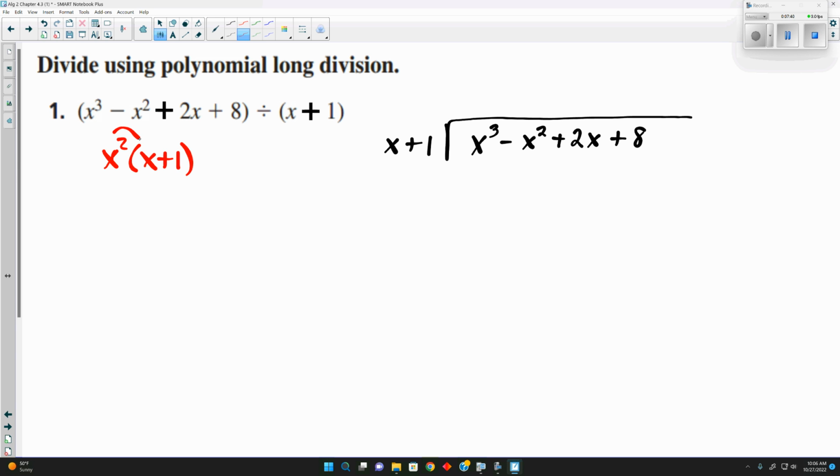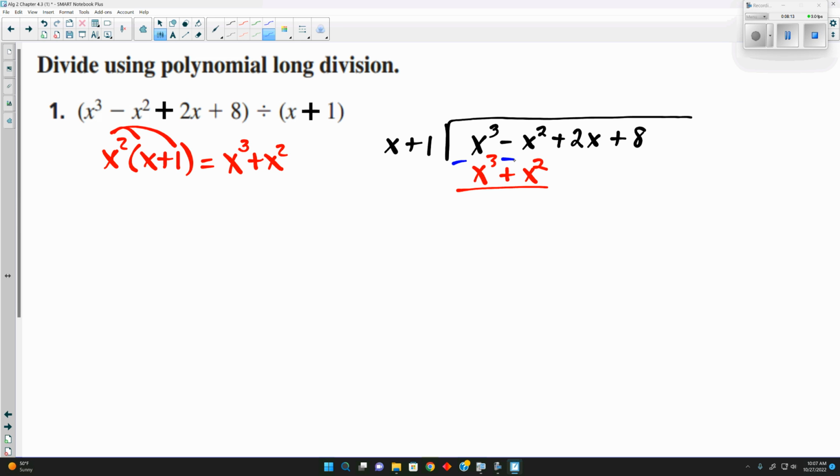X squared times x is x to the third. X squared times 1 is going to be plus x squared. Any questions on this so far? The next thing we'll do is put it underneath. So x cubed plus x squared. Then what are we going to do? Subtract.